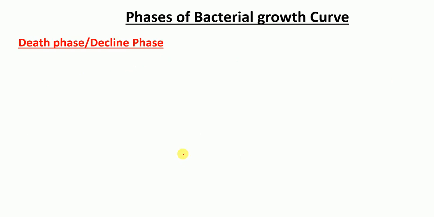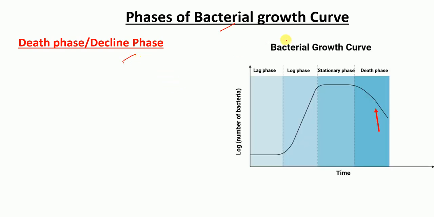So then the final phase in the bacterial growth curve is called the decline phase. So this phase here is called the decline phase. Why does this decline phase occur? The phase will decline when the number of dying bacteria is more than the number of newly synthesized bacteria by binary fission. That results in the decline in the total number of bacteria over time.